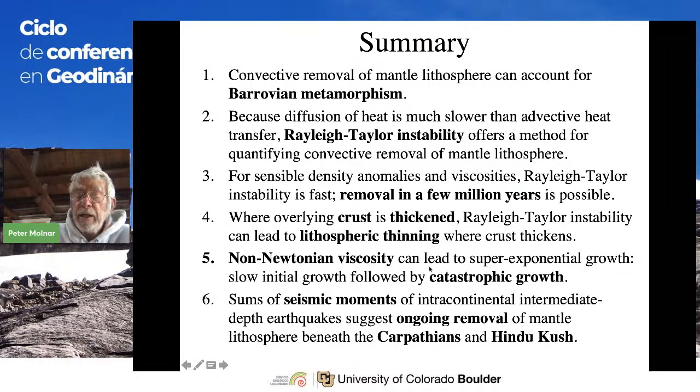Non-Newtonian viscosity can lead to super exponential growth, slow initial growth followed by catastrophic growth, where everything is very fast. And finally, sums of seismic moments of intracontinental intermediate depth earthquakes suggest ongoing removal of mantle lithosphere beneath the Carpathians and the Hindu Kush. And there surely are other places undergoing removal of mantle lithosphere, but we can't study them as well or as easily because they don't have earthquakes happening there.